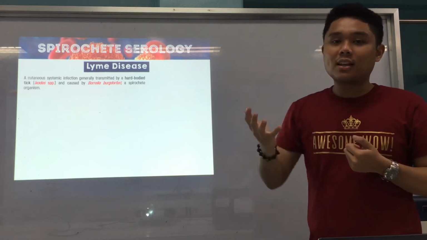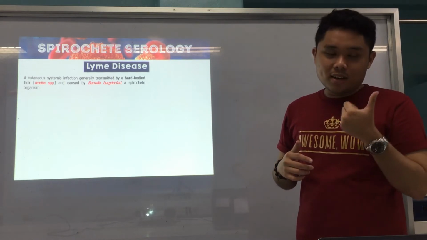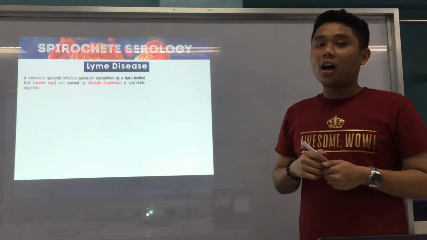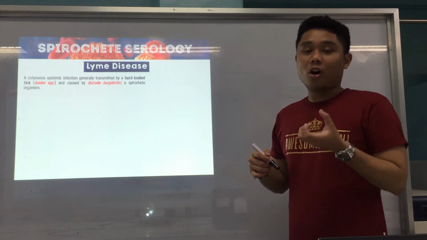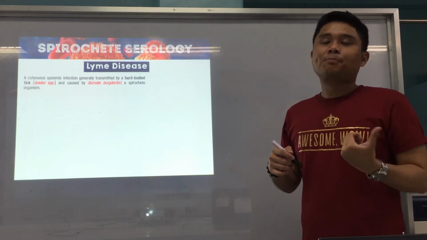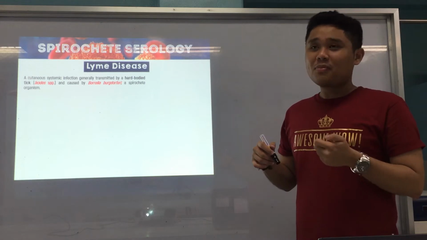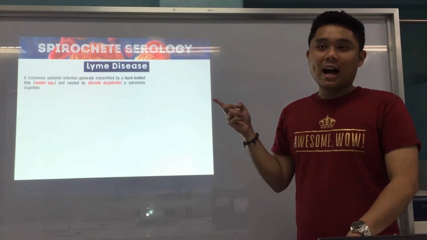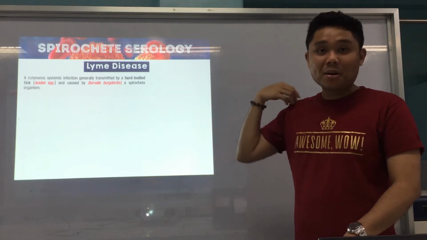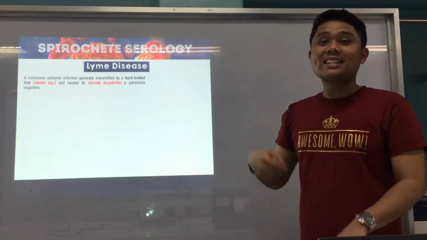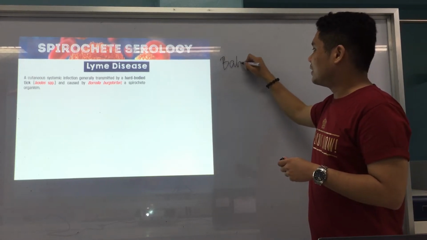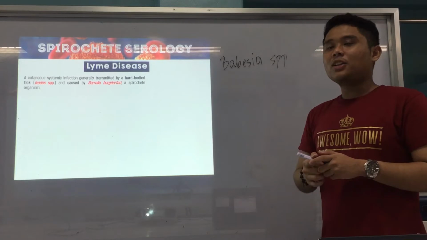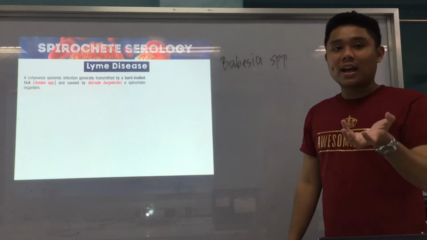It is transmitted usually from the bite of an arthropod, your tick, the deer tick or hard-bodied tick, of the genus Ixodes. Now recall, in parasitology, there is one parasite that also has this tick as its vector. Can you remember? It's also letter B: Babesia spp., Babesia microti, Babesia divergens.